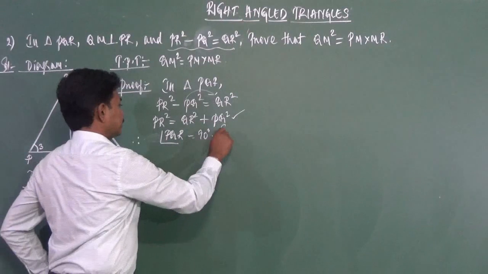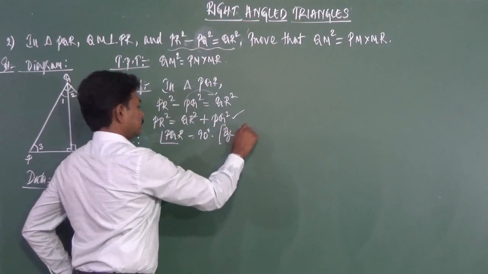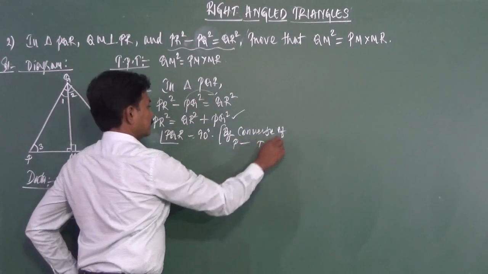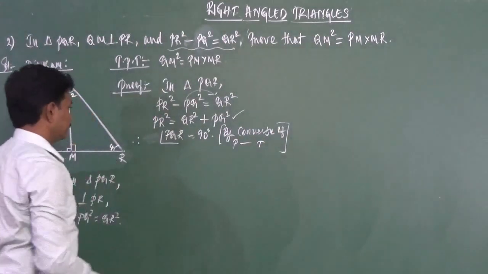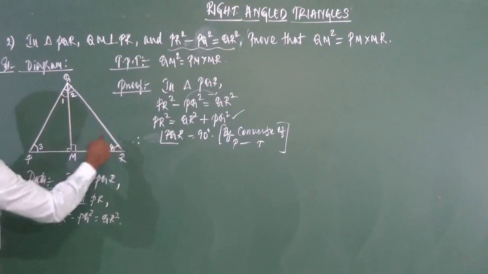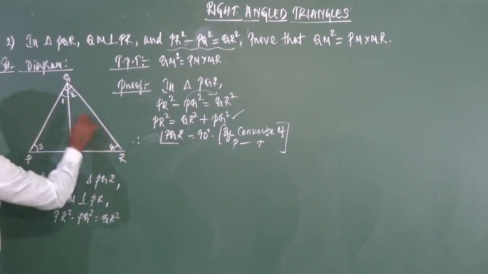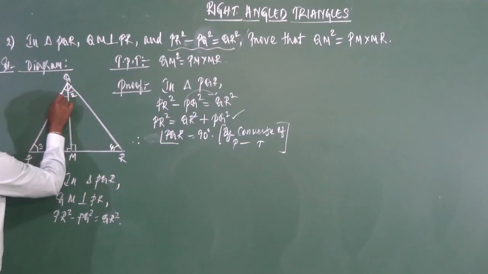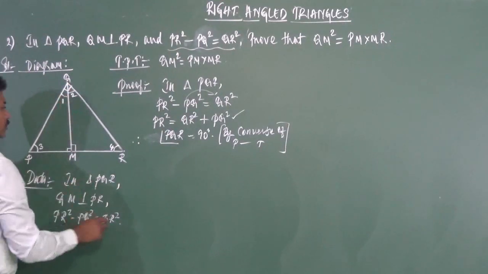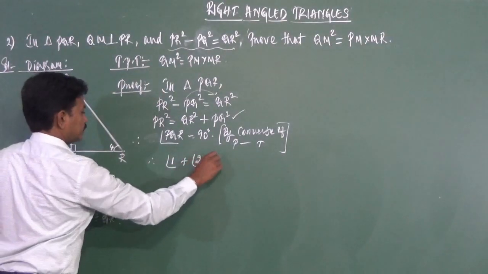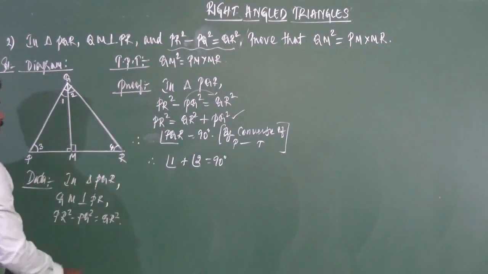So you have to state the reason: by converse of Pythagoras theorem. Please write the full format of that. So angle PQR is equal to 90 degrees. Now, here angle PQR is equal to 90 degrees means angle 1 plus angle 2 is equal to 90 degrees. So therefore angle 1 plus angle 2 is equal to 90 degrees. Right?